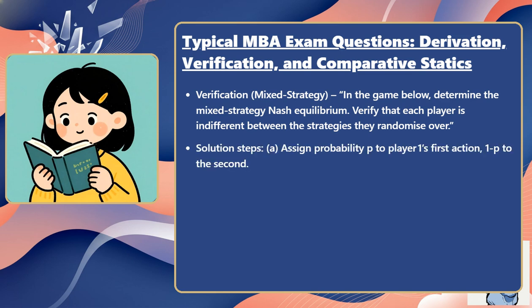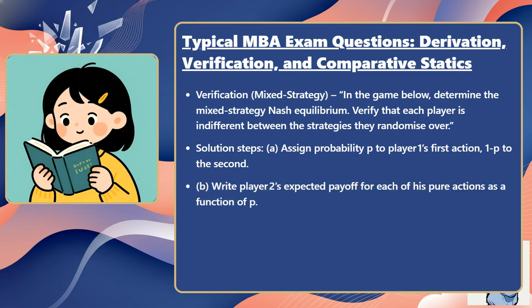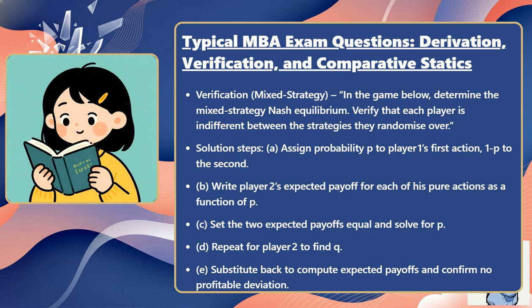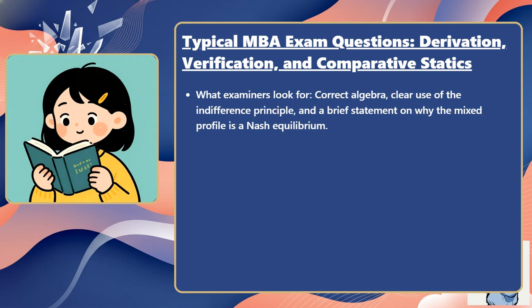Solution steps: A. Assign probability p to player 1's first action, 1 minus p to the second. B. Write player 2's expected payoff for each of his pure actions as a function of p. C. Set the two expected payoffs equal and solve for p. D. Repeat for player 2 to find q. E. Substitute back to compute expected payoffs and confirm no profitable deviation. What examiners look for: correct algebra, clear use of the indifference principle, and a brief statement on why the mixed profile is a Nash equilibrium.